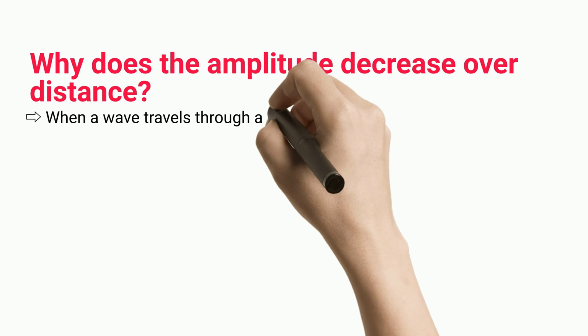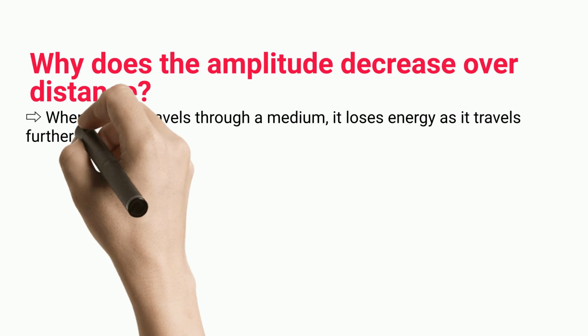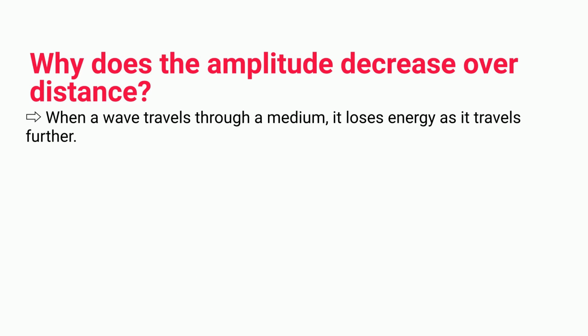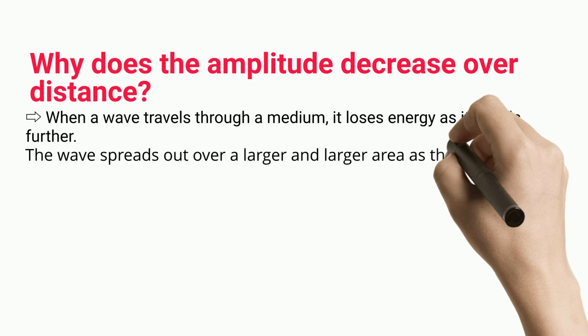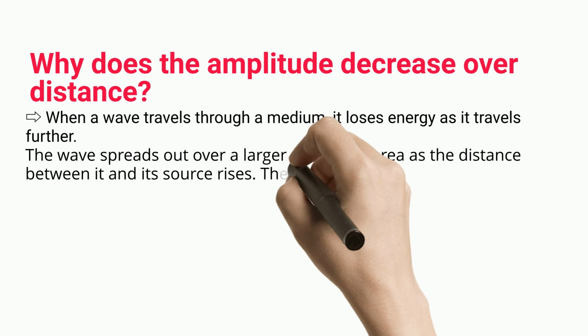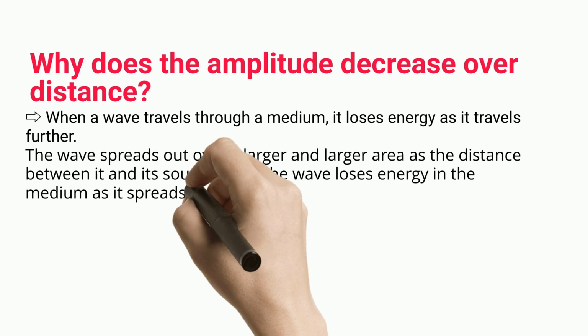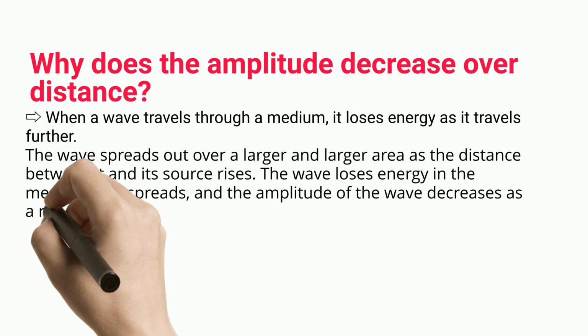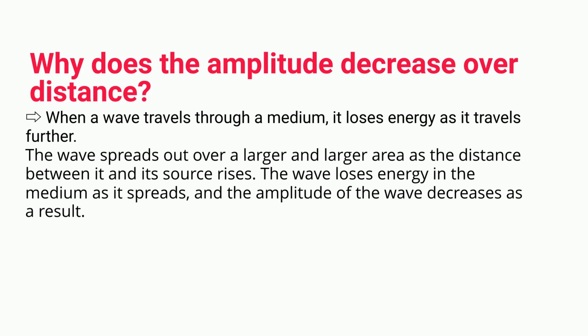When a wave travels through a medium, it loses energy as it travels further. The wave spreads out over a larger and larger area as the distance between it and its source rises. The wave loses energy in the medium as it spreads, and the amplitude of the wave decreases as a result.